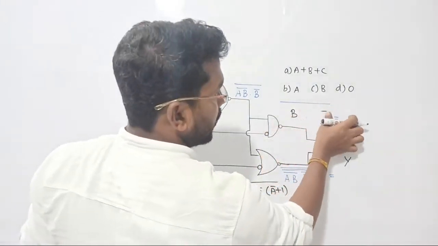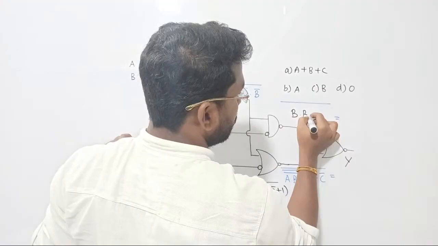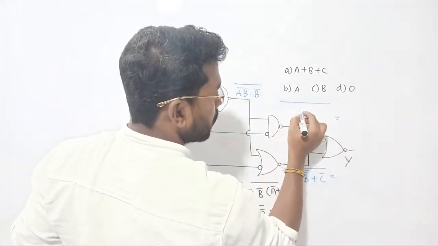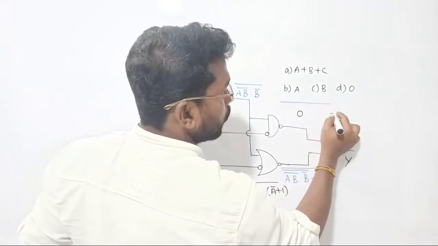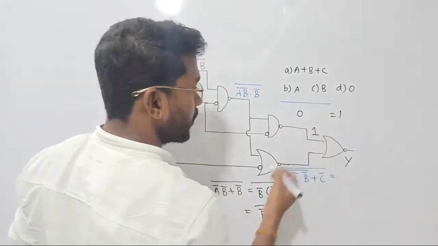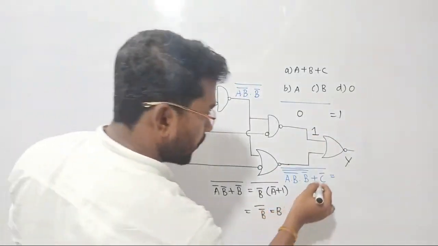We all know we have b bar here, so b dot b bar will be 0, right? So this whole value is going to be 0. 0 bar equals 1. So I am getting 1 here. At this point we are getting 1. Let's see what happened here, right?